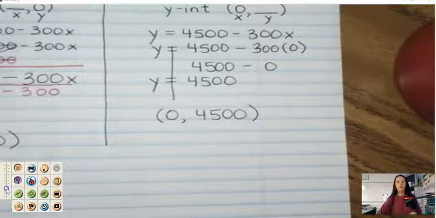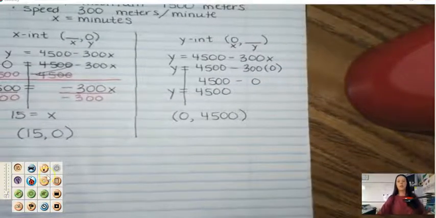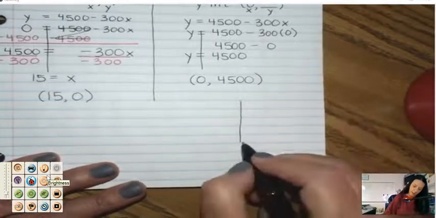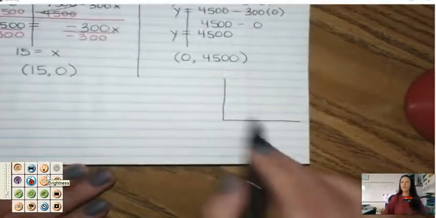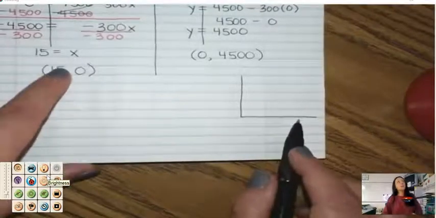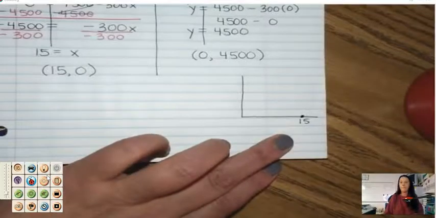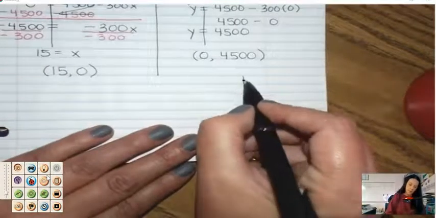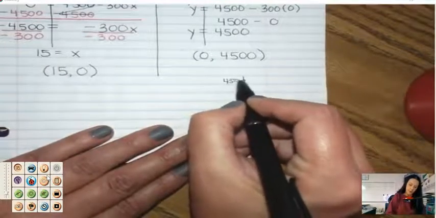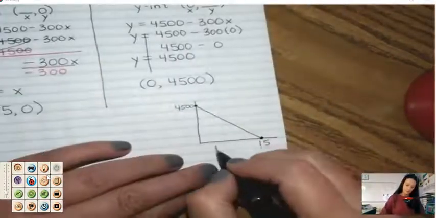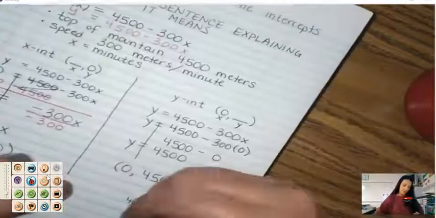Okay, to help you write this sentence, I'm going to draw a quick sketch of what this graph would look like. I'm not going to use graph paper, just a messy graph over here. The x-intercept on the x-axis would be 15. The y-intercept would be 4,500. So I would have a line that's coming down like this. The x is minutes. The y is going to be how many meters.